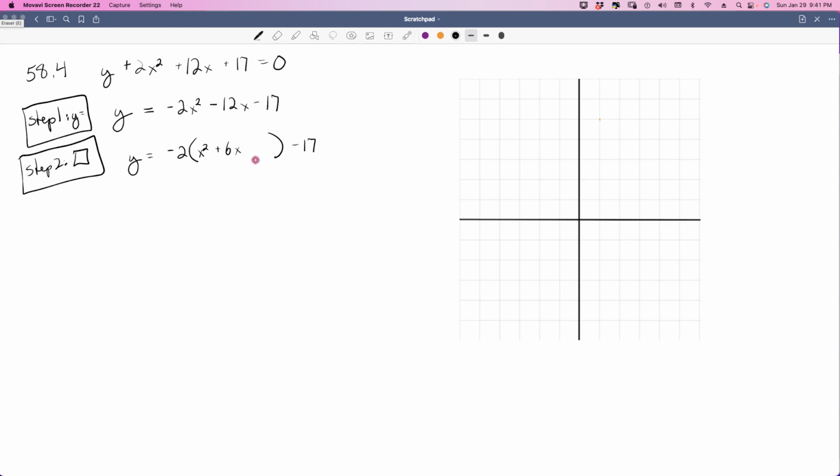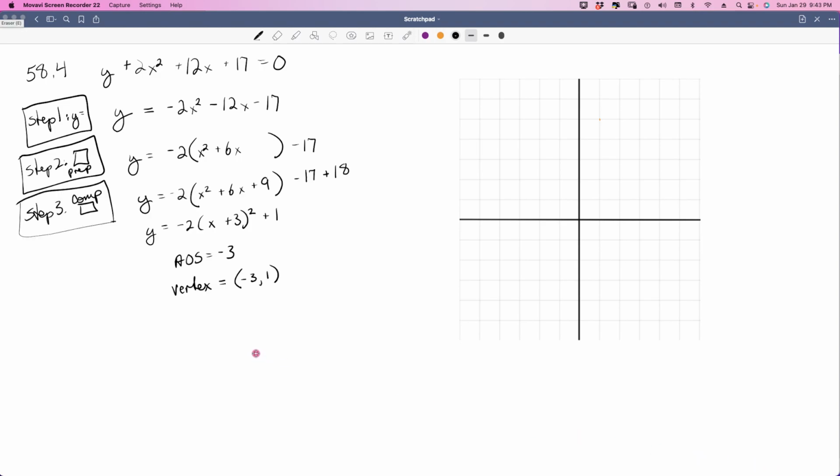And if he's inside the parenthesis, then this coefficient has to be applied to him. But if he's outside, we don't have to divide him. All right, he's already multiplied by -2. He's fine. He is in his original state. So now we're going to complete the square.